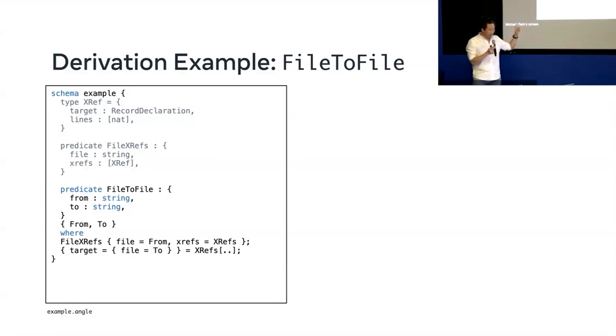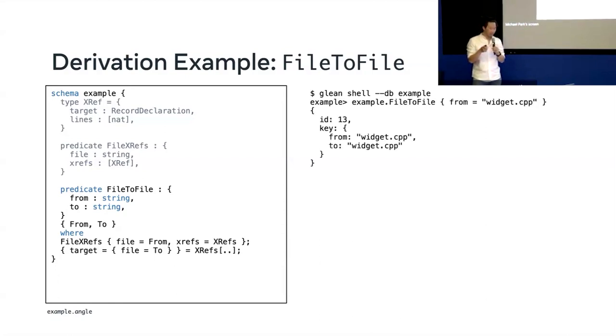So this example is going to be kind of silly because we only have references to ourselves, right? And so widget.cpp is only going to go to widget.cpp in this example because all of our xrefs are pointing to within the file. But let's say we have xrefs to a.h and b.h, then this predicate, based on those specific data, is going to produce a.h and b.h as the result of this deduction, this derivation, I should say.